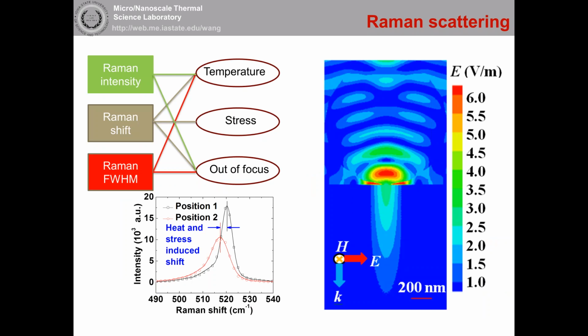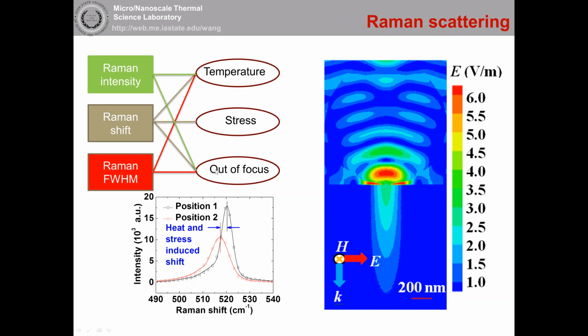It's temperature sensitive, but the story behind it is really complicated. This one shows why it's complicated. For example, I said the temperature can affect intensity, Raman shift, and line width. But if you have local stress in the material, the stress can affect the Raman shift a lot. Stress has a very weak effect on the Raman line width and the Raman intensity.